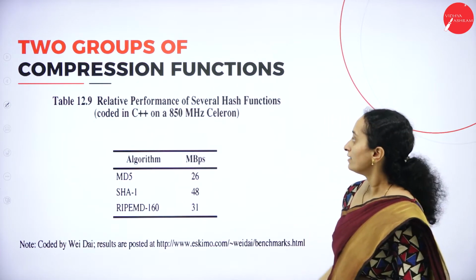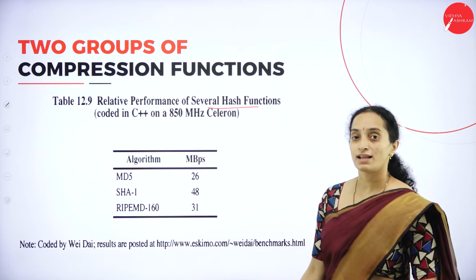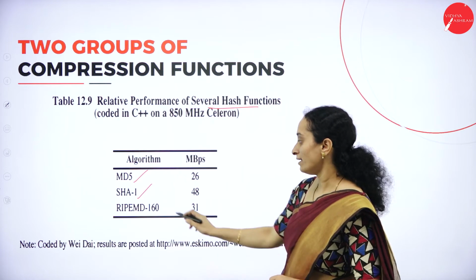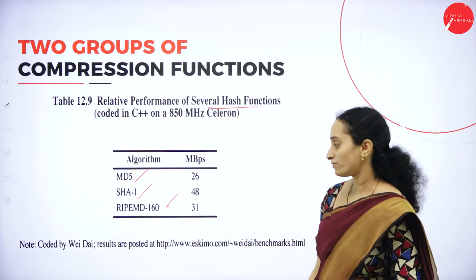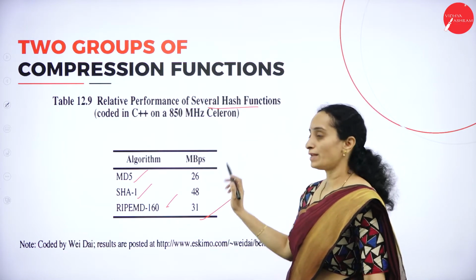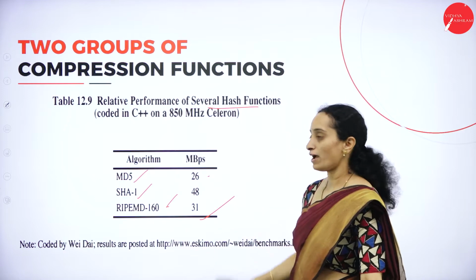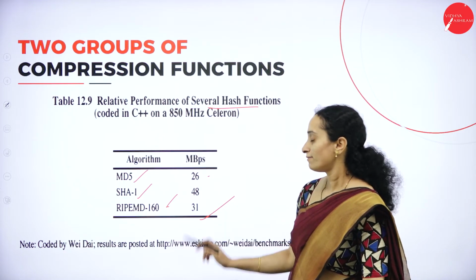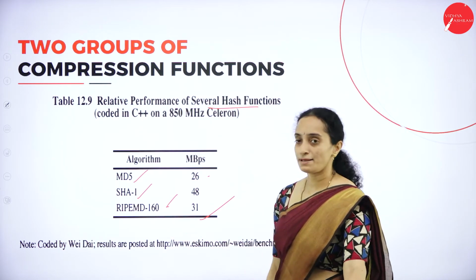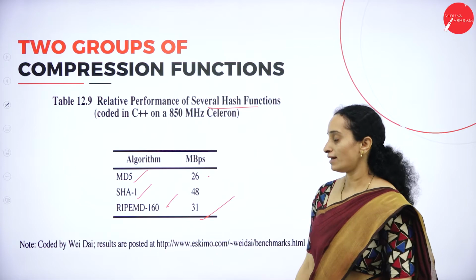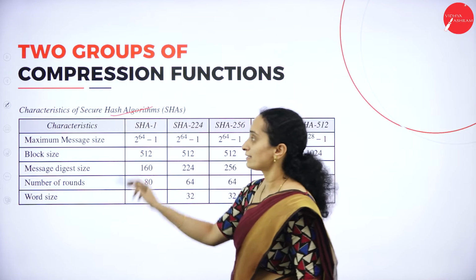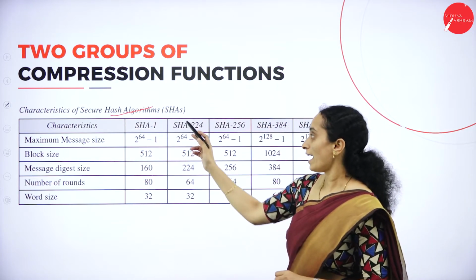Okay, so we have the relative performance of several hash functions. We have MD5, SHA1 and RIPE-MD. The relative performance shows how many Mbps each is using. MD5 uses 26 Mbps, whereas SHA uses 48 Mbps of data, and RIPE-MD uses 31 Mbps. Okay, along with that, we use the characteristics of secure hash algorithms.